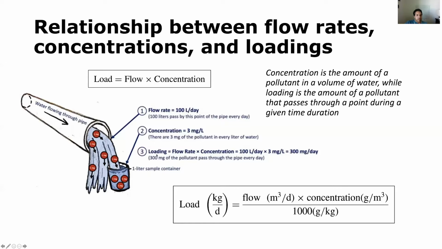The loading would be 3 milligrams per liter times 100 liters per day, which comes out to 300 milligrams per day. What that means is that 300 milligrams of nitrate would tend to pass by this point in the pipeline every single day. All right, so to keep in mind, the key concept here is that flow rate is unit volume per day, concentration is unit mass per unit volume, and loading is unit mass per day, or unit mass per unit time.